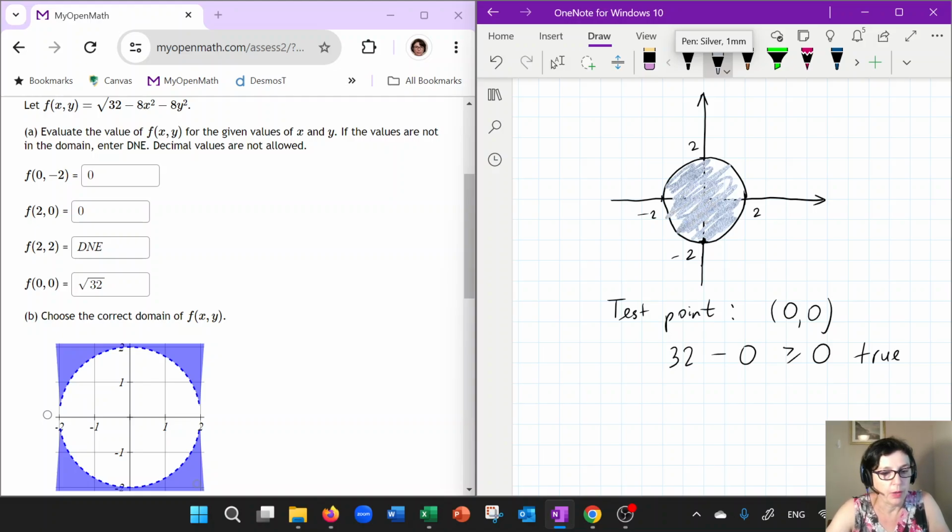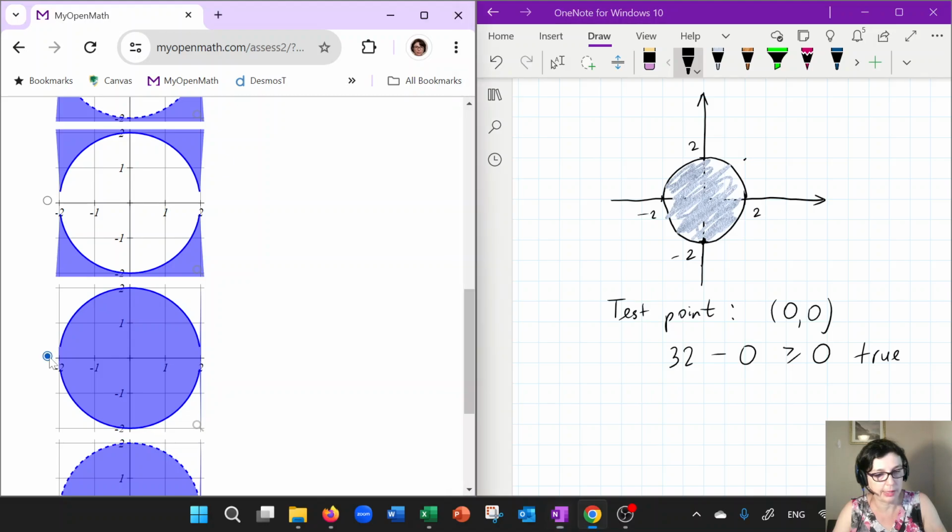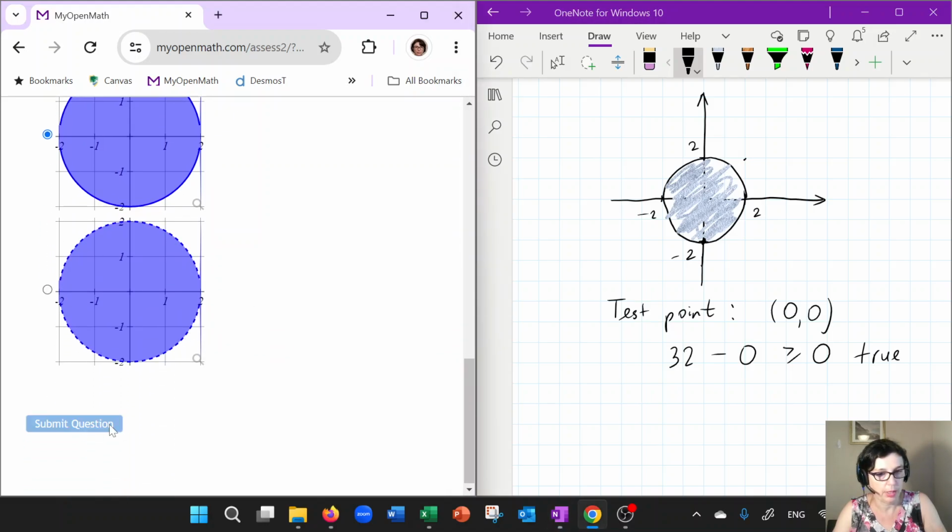Okay, now we also can see in our computations that at (2, 2), we had does not exist. That further confirms that (2, 2), which would be somewhere over here, would not belong to the domain. So I need to find the choice that is inside the circle with the solid line.